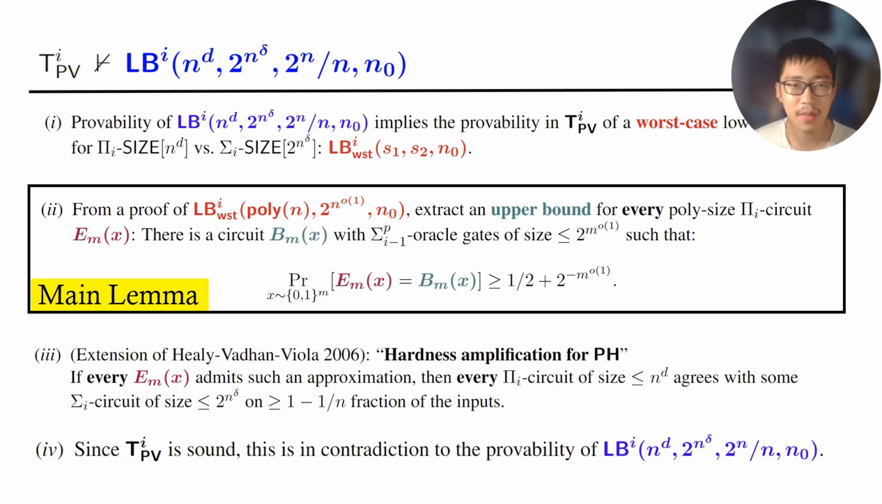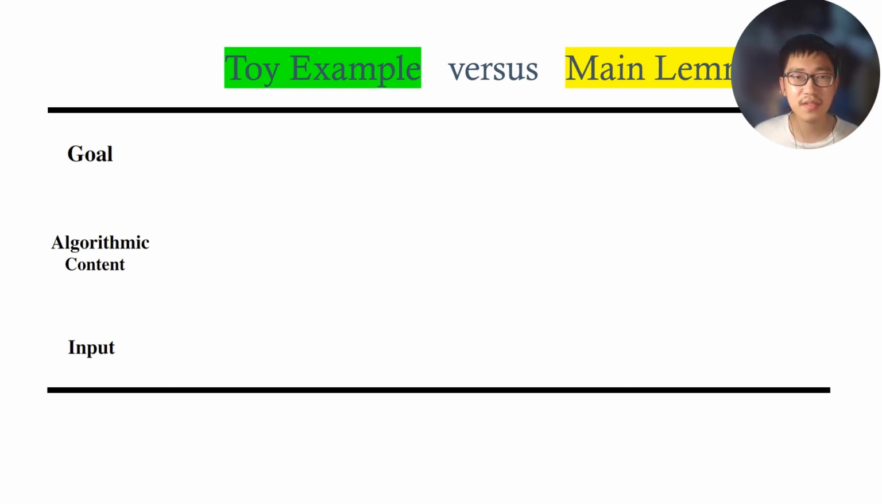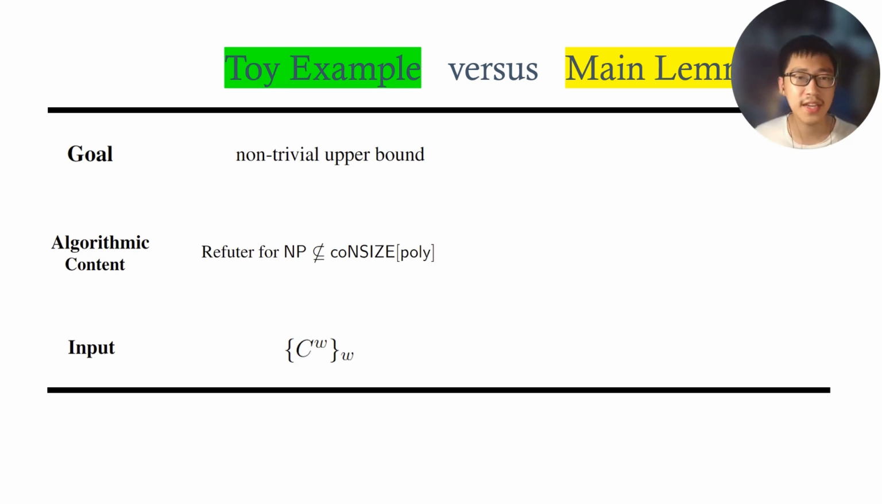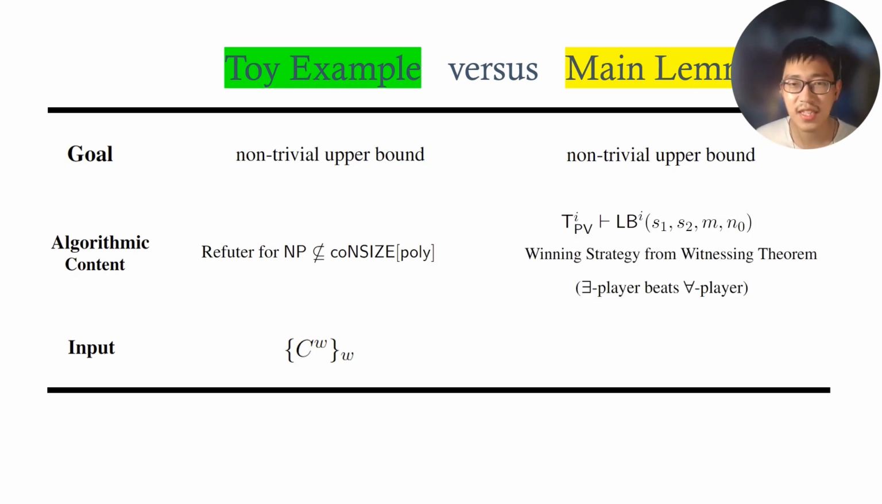The second step is the main lemma of our result, and it is a generalization of the toy example. Here is a comparison of the toy example and our main lemma. The goal of the toy example is to obtain the non-trivial upper bound that contradicts the original lower bound. And the algorithmic context we have is a refuter for NP not contained in coNP/poly, and the input we feed to the refuter is a circuit C_w defined above. And the goal of the main lemma is the same, and what we have is the provability of the sentence lower bound LB_i in the theory TIPV.